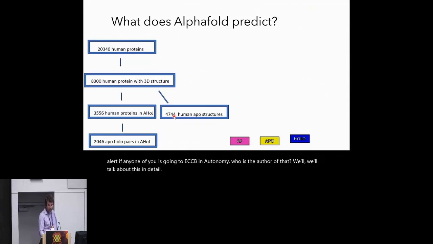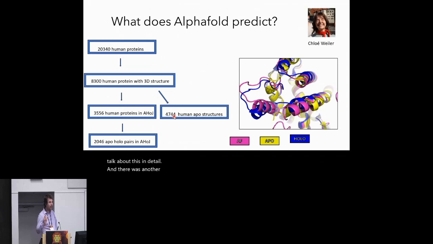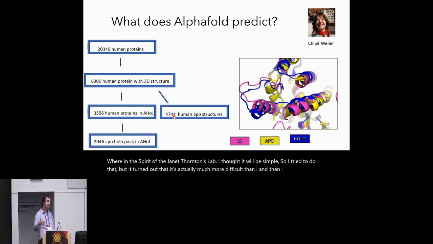And there was another project where, in the spirit of Janet Thornton's lab, I thought it would be simple. So I tried to do that, but it turned out that it's actually much more difficult than I expected. The idea was that if you have the AlphaFold models, you actually don't know which state it is, whether it's apo or holo. And it could be interesting to know. And I thought it would be easy. I will just compare it.